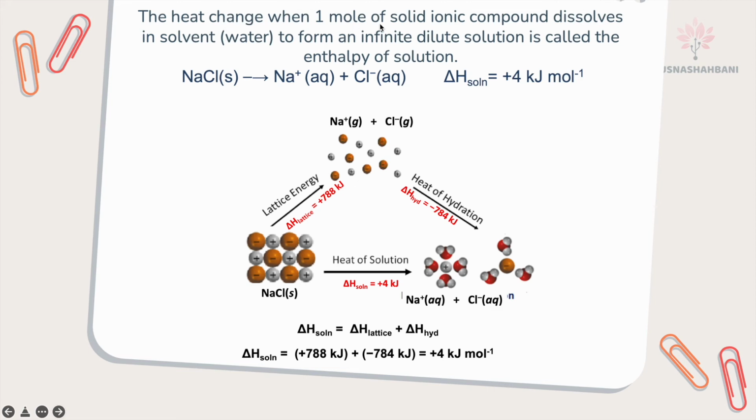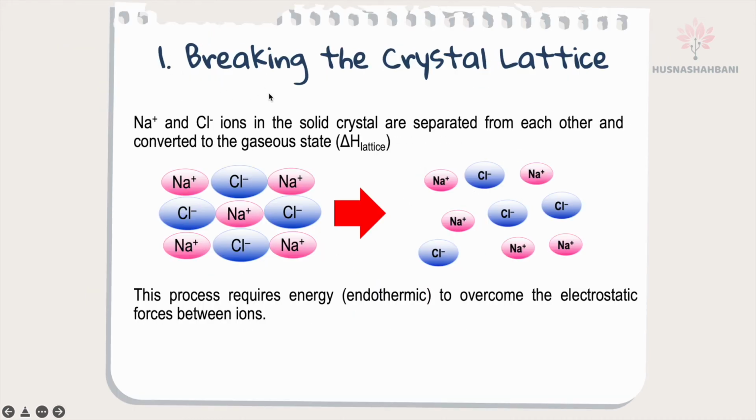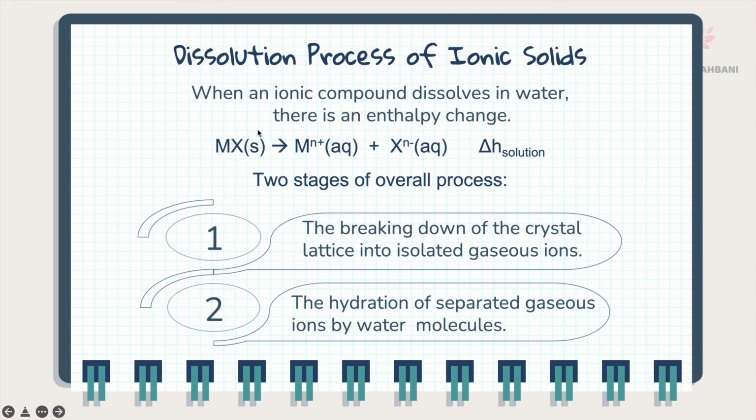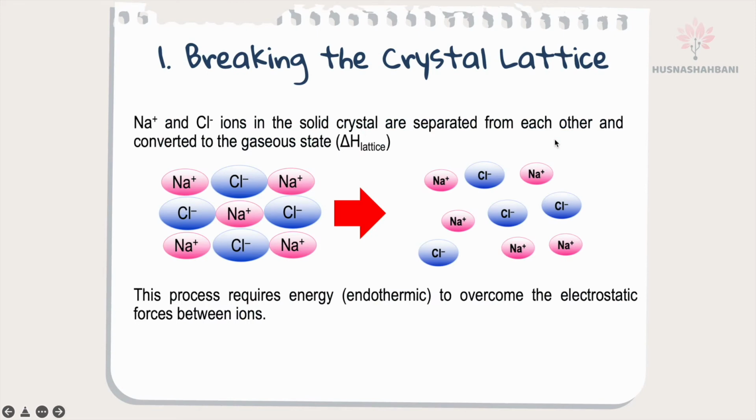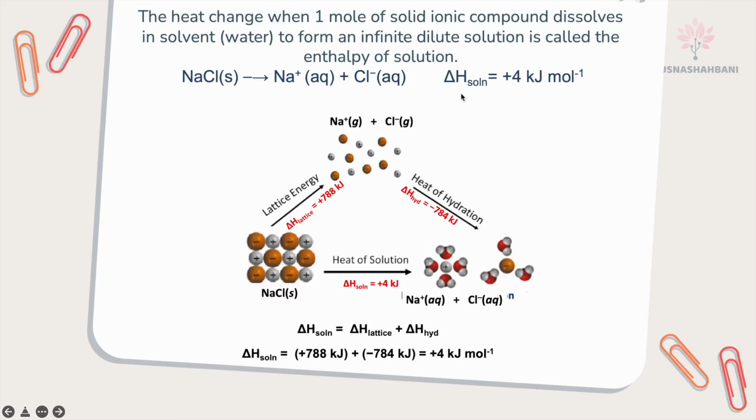The heat change when 1 mole of solid ionic compound dissolves in a solvent or water to form an infinitely dilute solution is called the enthalpy of solution. Here, the solid ionic compound becomes aqueous ions. It is called enthalpy of solution, delta H solution, and here it equals positive 4 kilojoules per mole. Delta H solution equals delta H lattice plus delta H hydration, because this requires 2 stages.